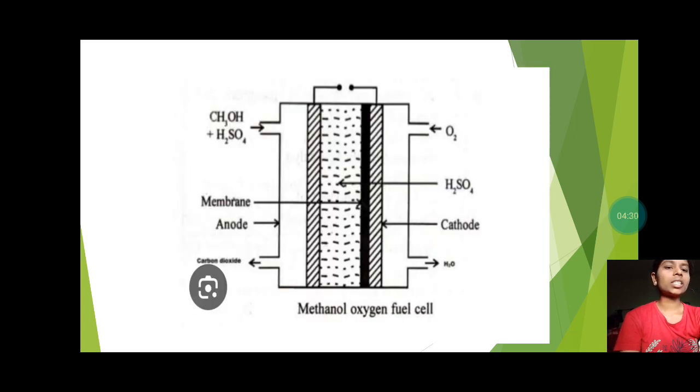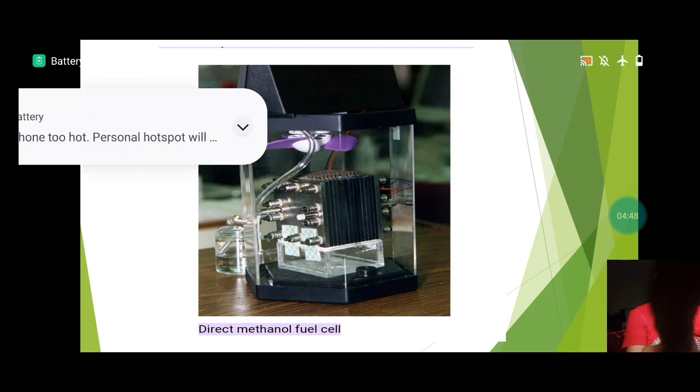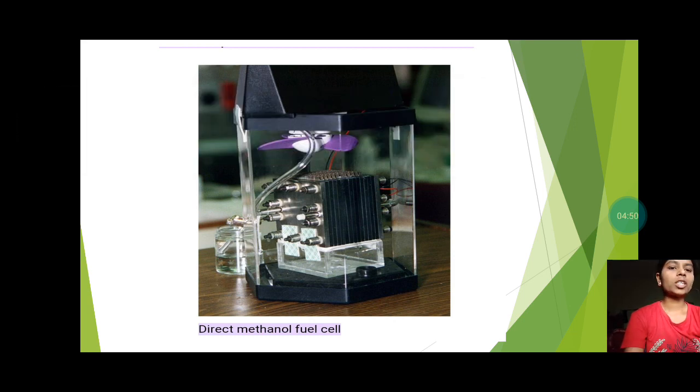This is the diagrammatic representation of the methanol oxygen fuel cell. CH3OH and H2SO4, these are the anodic part. O2 is the cathodic part. In between them, the proton exchange membrane. And this is the direct methanol fuel cell diagrammatic representation. Observe carefully.